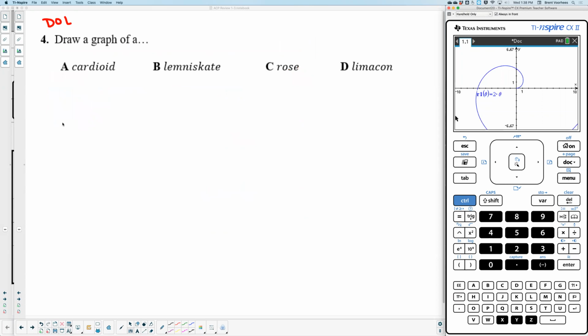All right, your turn. See if you remembered anything. If you've got a little blank piece of paper for something to turn in to me, I want you to do your best to draw a cardioid, a lemniscate, a rose, then a limacon. I'm going to pause the video here.